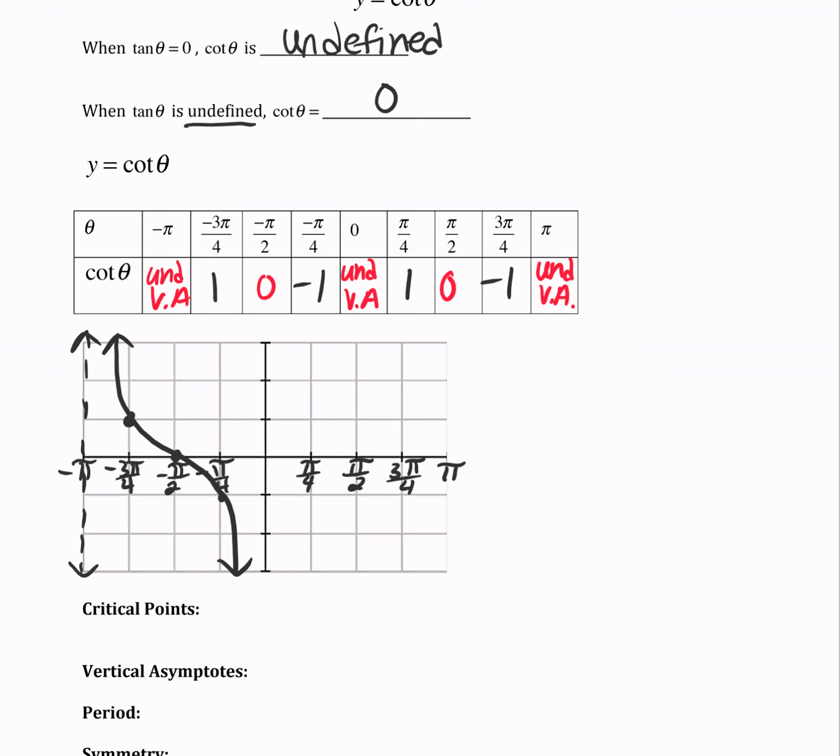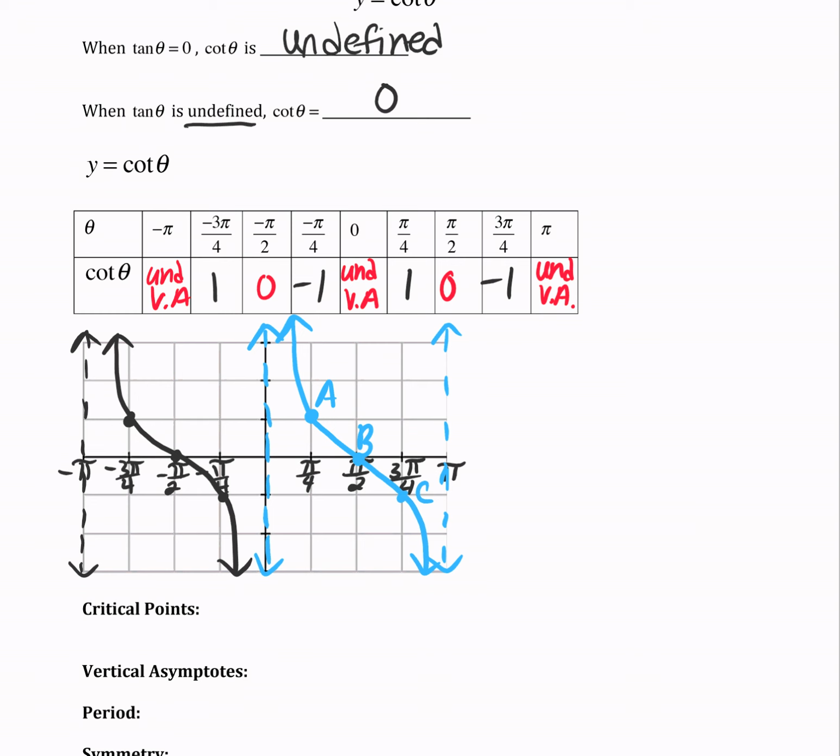This will not be the cycle we're working with. When we're looking at the cycles that are our original parent graphs, we're looking at the ones closest to the y-axis and also, if possible, on the positive side. So our asymptote at 0 is going to start our cycle for our cotangent graph. And then we have our critical points. We're going to be labeling those A, B, C, and then labeling them off the graph.